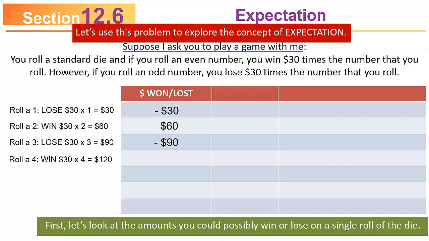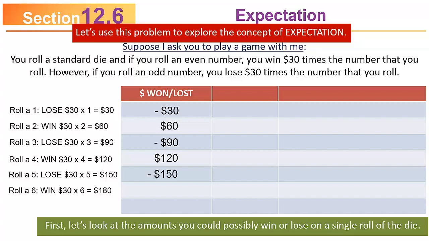If you roll a 4, that's even. You'll win 30 times 4 equals $120. If you roll a 5, that's odd, so you lose 30 times 5, which is $150. If you roll a 6, that's even. You win 30 times 6, $180.